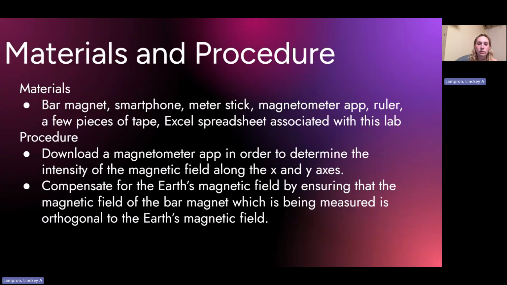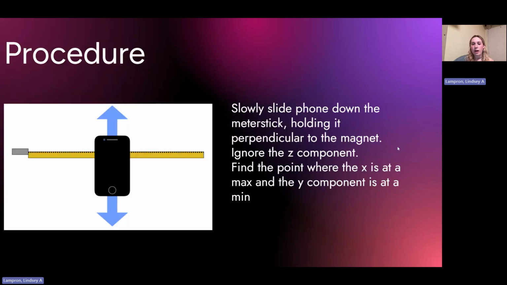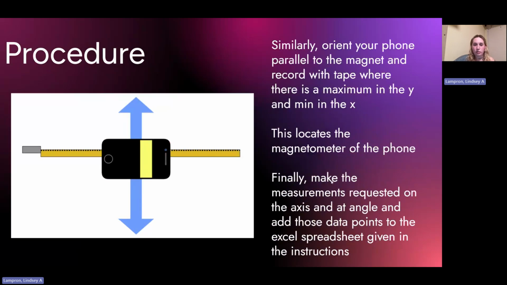I downloaded the magnetometer app, and then I compensated for Earth's magnetic field by ensuring that the magnetic field of the bar magnet was orthogonal to Earth's magnetic field. I then found the magnetometer chip in my phone by sliding it up and down the meter stick. And then I did this in the perpendicular direction. I finally made the measurements requested on the axis and at an angle.